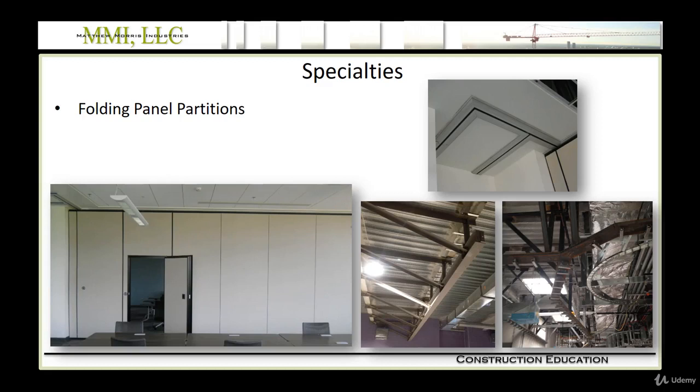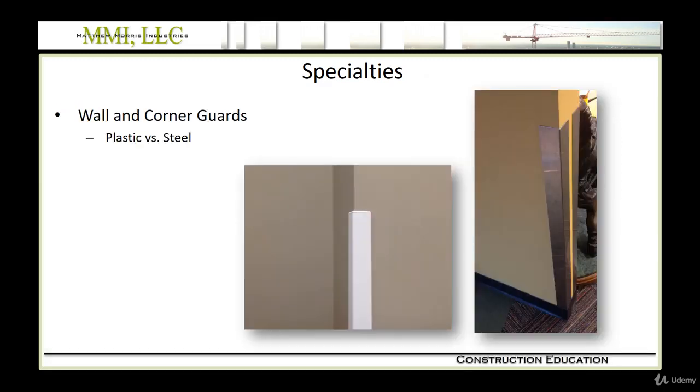Okay, as far as specialties goes, this tends to be one of the bigger items. Let's move on to a much smaller item, wall and corner guards. So your drywall, especially corners, tend to get damaged over time, especially in a corridor, so wall and corner guards are often specified. The photo on the left shows a plastic corner guard, the photo on the right shows stainless steel. Really, the only reason to choose one over the other would be your budget and the look you're going for. Clearly, the stainless steel is a little more expensive.